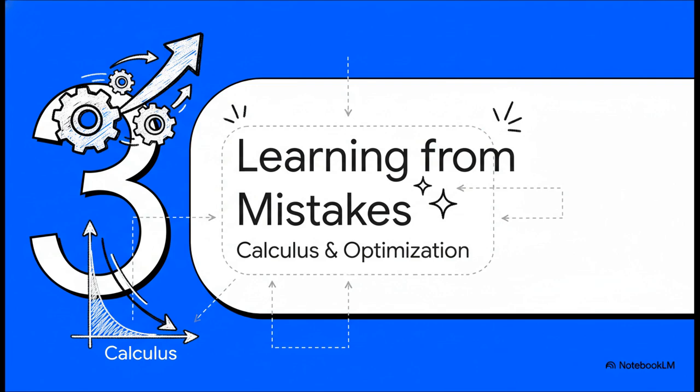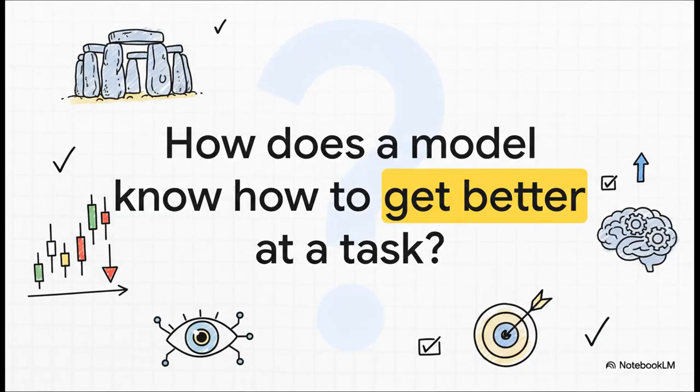But how does an AI model actually learn? How does it get better at a task over time? For that, we need to add 2 more tools to our mathematical toolkit: calculus and optimization. This really gets to the heart of what we mean by machine learning. A model usually starts out just making random guesses. So how does it have any clue if its guesses are getting better or worse?